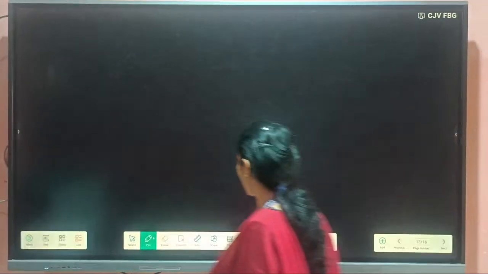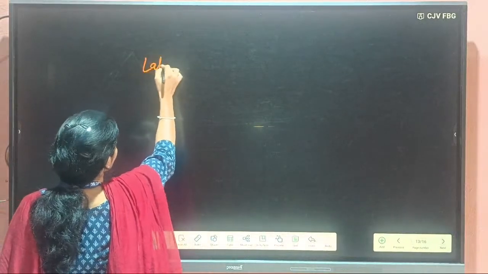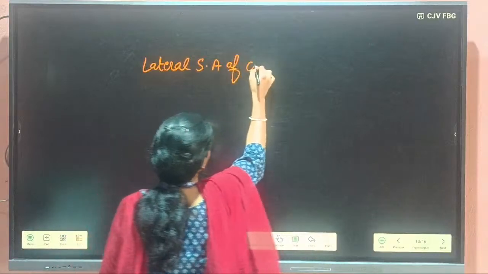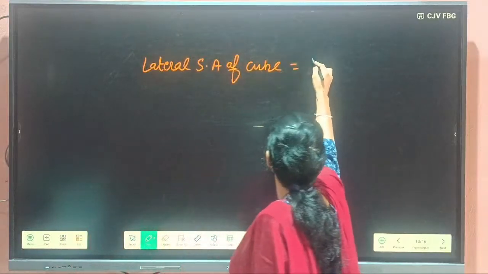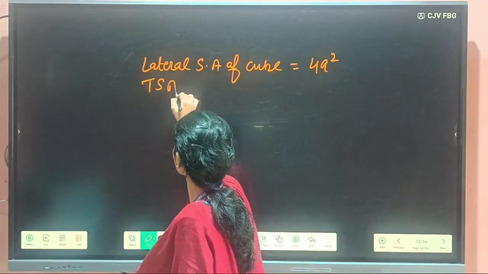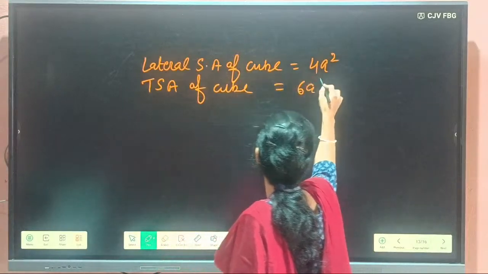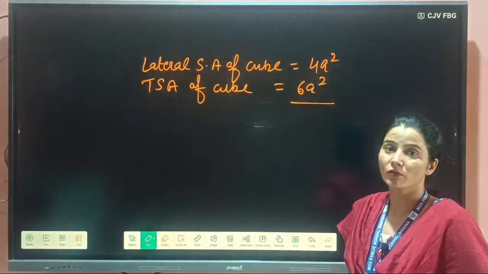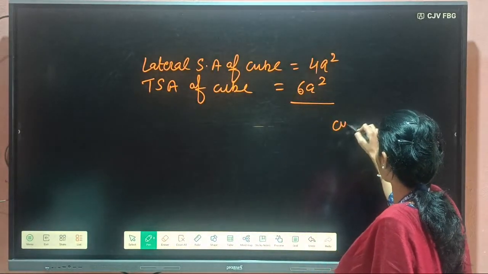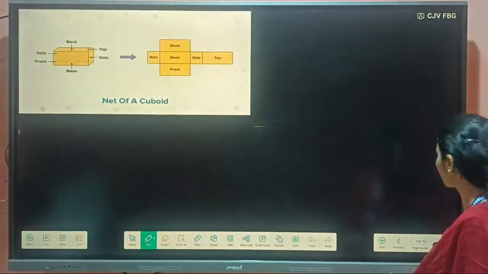In this way, what conclusion did we get? We got that lateral surface area of cube is 4a square and total surface area of cube is 6a square. Now our cube is completed. Now we want to discuss cuboid.